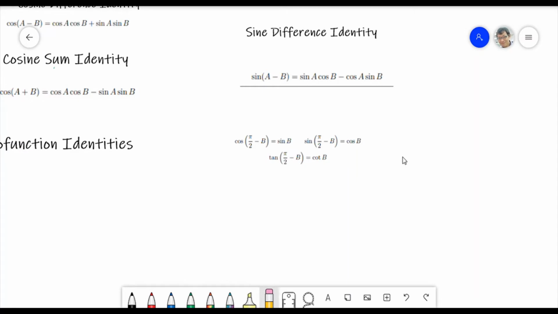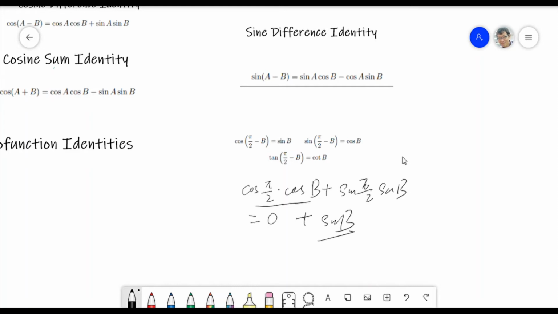For the first one, you can treat it as a minus, like cosine of pi over 2 minus b. You can write it as cosine pi over 2 times cosine b, then since it's minus, it should become plus, sine pi over 2 times sine b. So it's quite easy. Cosine pi over 2 is 0, so this term is 0. And then plus sine of pi over 2 is 1. So this definitely is sine b. So it's very easy to prove.